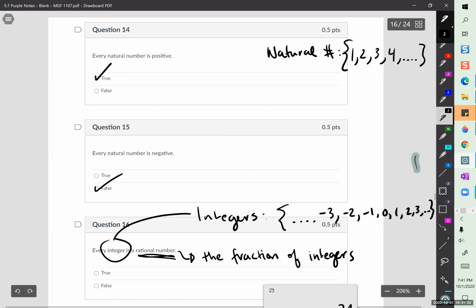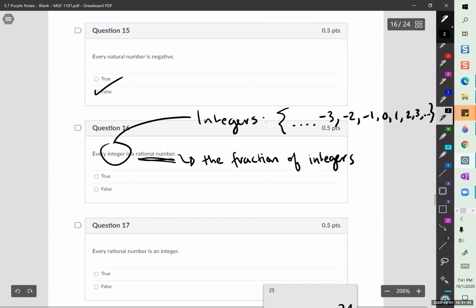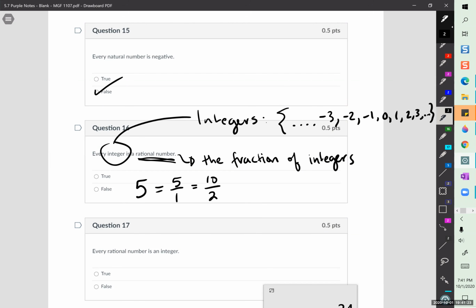Now, the next one is something that we talked about. Every integer is a rational number. That's saying start with the integer, like maybe 5. Could I write this as a rational number? Definitely so, right? I could write it as 5 over 1 in its most basic lowest form, or lowest terms. But I could also write it as 10 over 2. There's many different ways to write 5 as a fraction of integers, so that's true.